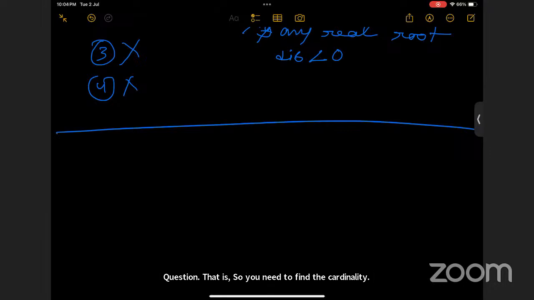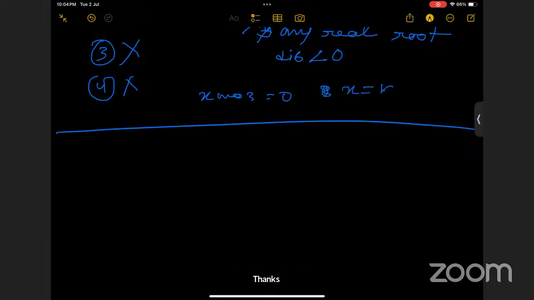Okay, x mod 3 equals 0. That means 3 divides x. That means x equals 3k where k belongs to the integers. And 1 also, 0 and 1. Yeah. Okay, 1 is in the range. Okay, ma'am. Thank you.